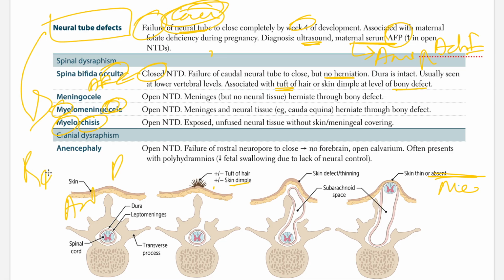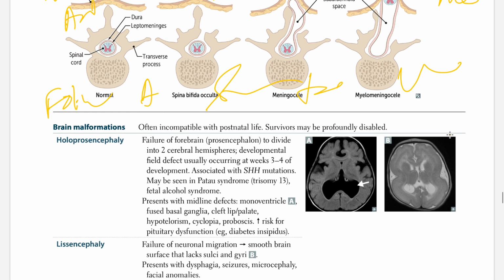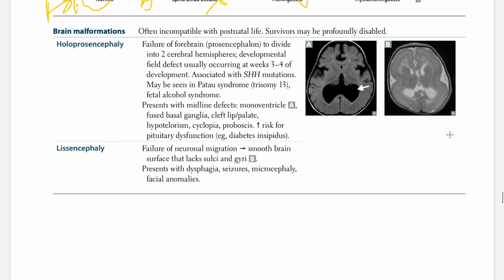And the rostral ones, if there is a failure of the rostral neural pore to close, you will have anencephaly, which is no forebrain with polyhydramnios. The no forebrain is going to look like a frog-like appearance. Okay, and prevention is folic acid supplementation to women of all childbearing ages. Okay, and that is all for this one. Let's move on to the brain malformations.